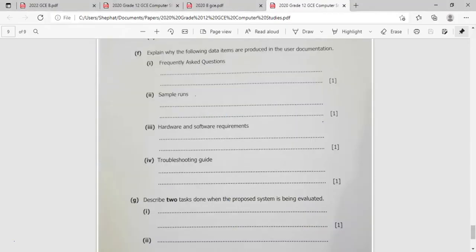Explain why the following data items are produced in user documentation. Frequently asked questions in user documentation. They provide quick answers to common user issues.